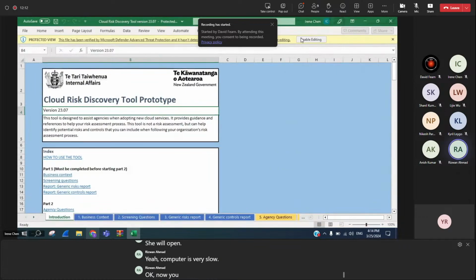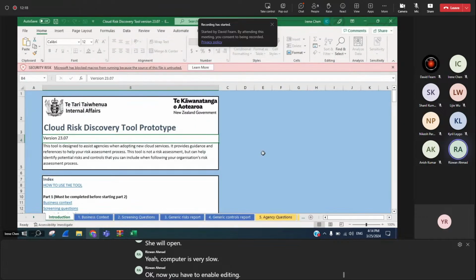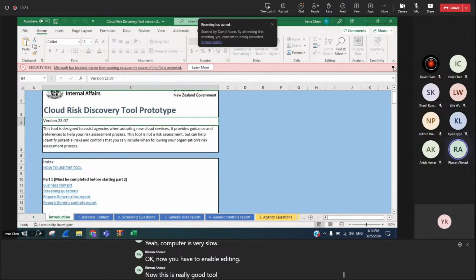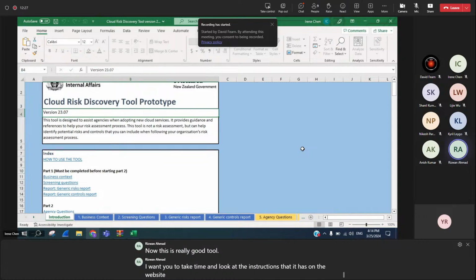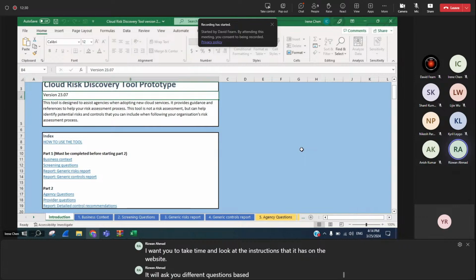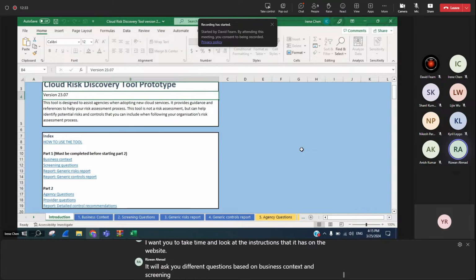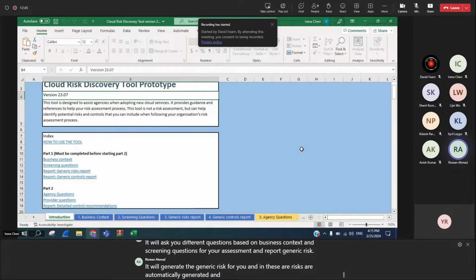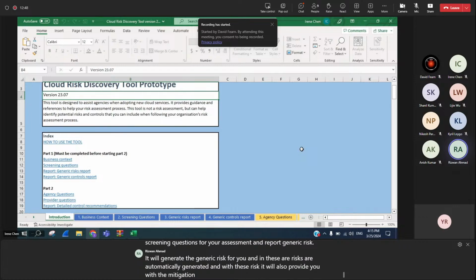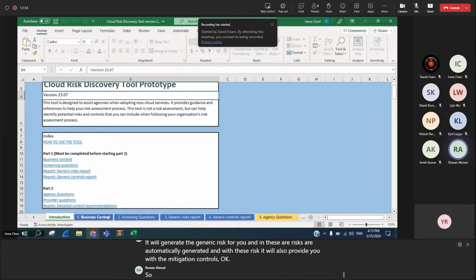Okay, now you have to enable editing. Now, this is a really good tool. I want you to take time and look at the instructions that it has on the website. It will ask you different questions based on business context and screening questions for your assessment and report generic risk. It will generate the generic risk for you, and these risks are automatically generated. With these risks, it will also provide you with the mitigation controls. So try this.